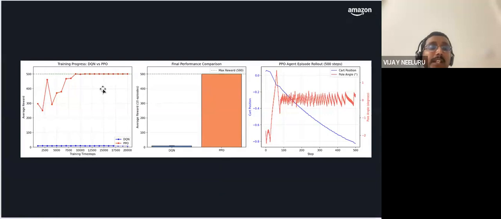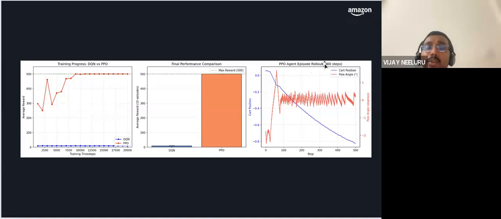And here you can see the training progress, the training curves for the Deep Q-Networks and Proximal Policy Optimization. Here you can see that the Deep Q-Networks have a very low average reward, whereas PPO converges to the maximum reward. And here you can see the final performance comparison, the average reward across 10 episodes for Deep Q-Networks and Proximal Policy Optimization.